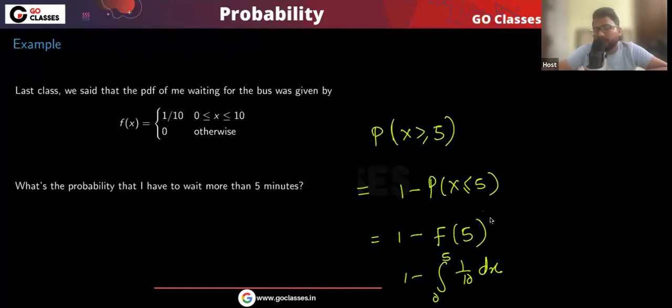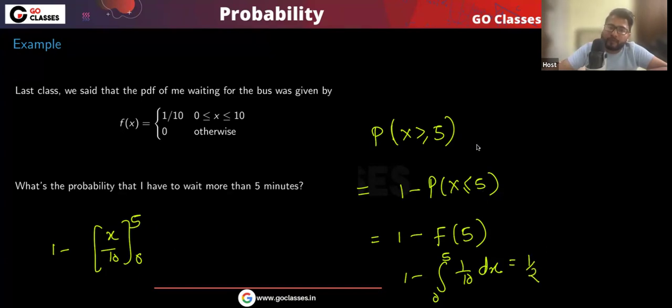So this is going to be x. Let me just solve it: 1 minus x by 10, from 0 to 5. So it is 1 by 2, right? So the answer is 1 by 2.